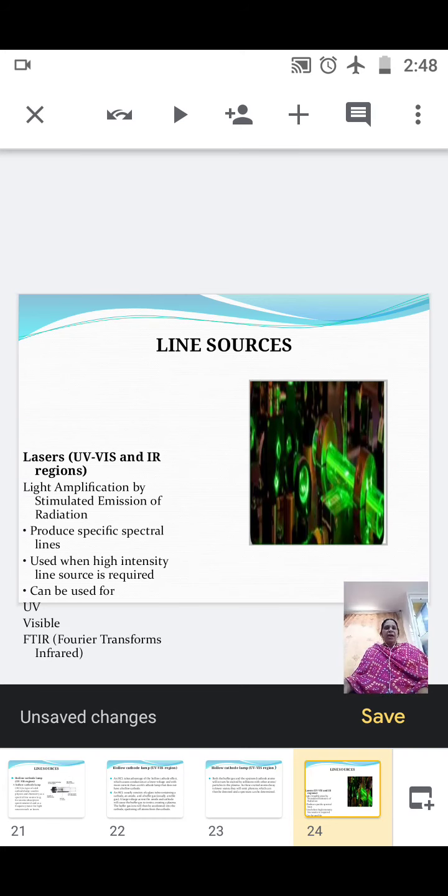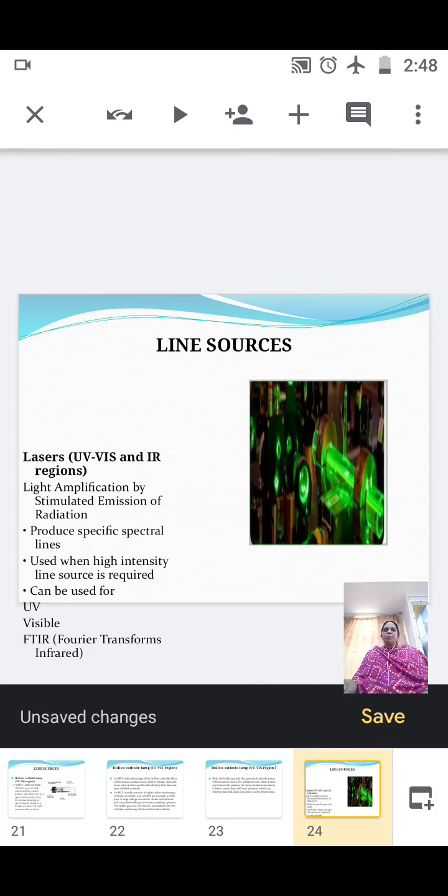In the laser lamps, lasers are nothing but light amplification by stimulated emission of radiation. These laser light sources are used in all the three regions: UV, visible, infrared regions.